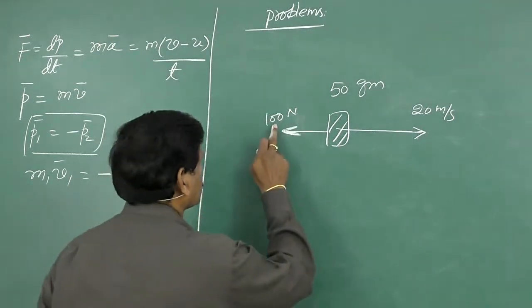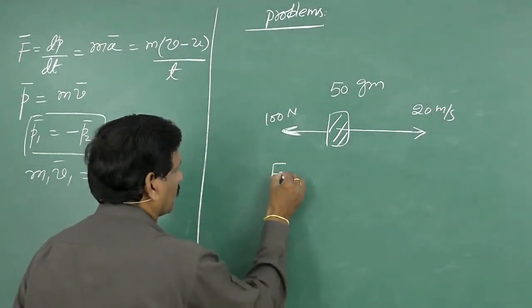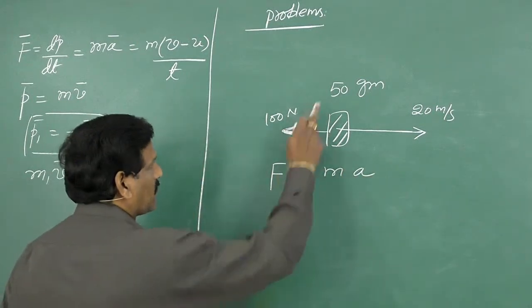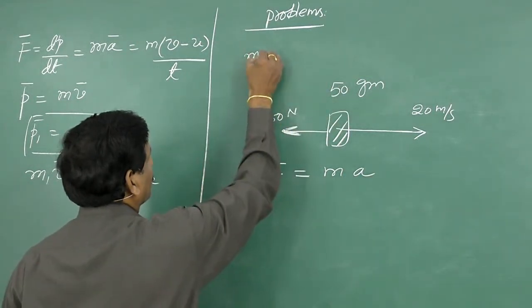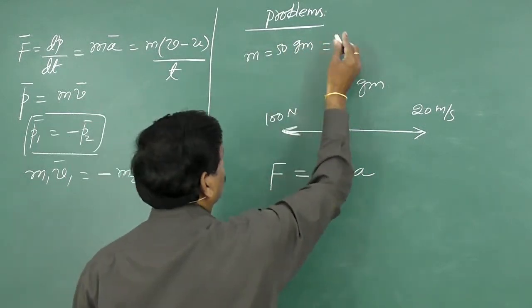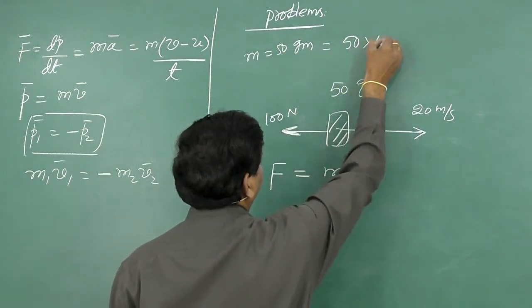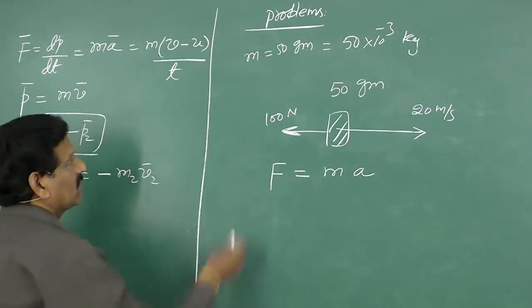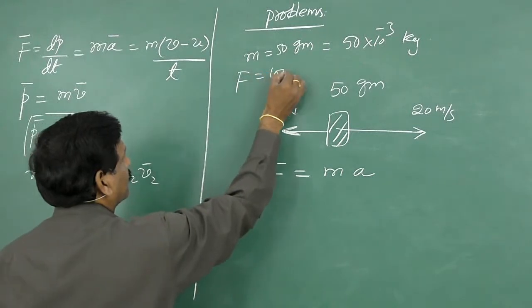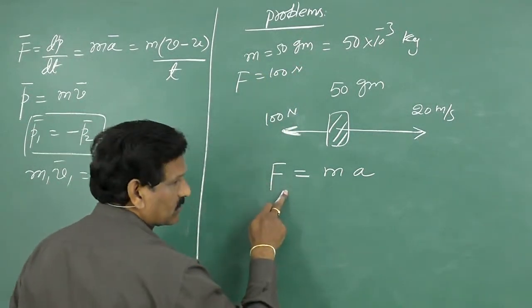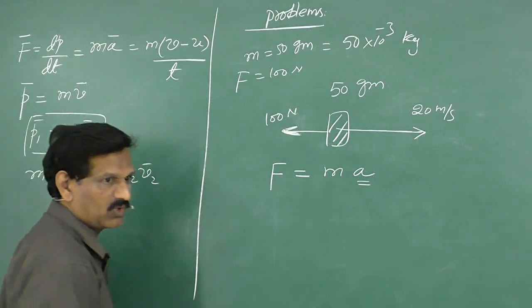So, here because of this retarding force, F is equal to ma. Mass of the body is given as 50 gram and this should be converted into kg. So, 50 into 10 power minus 3 kg. Retarding force is 100 Newton. Because of this retarding force, deceleration is produced in the body.